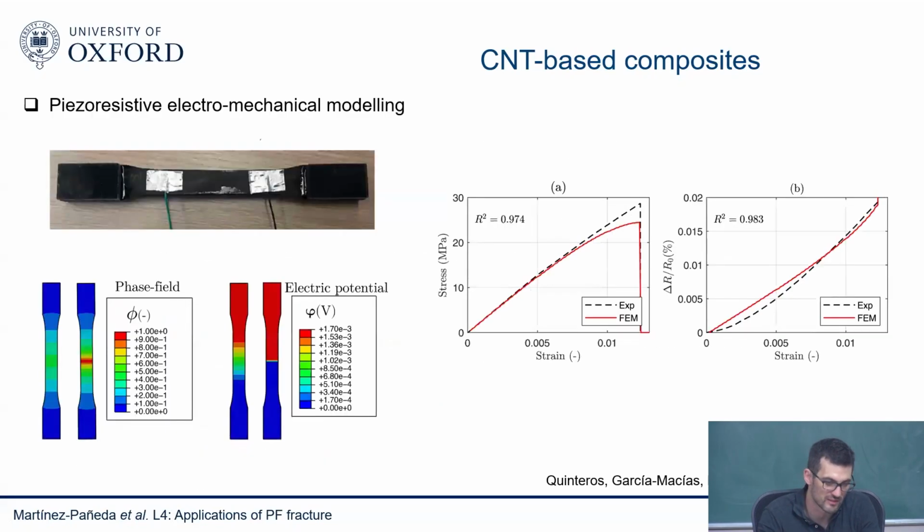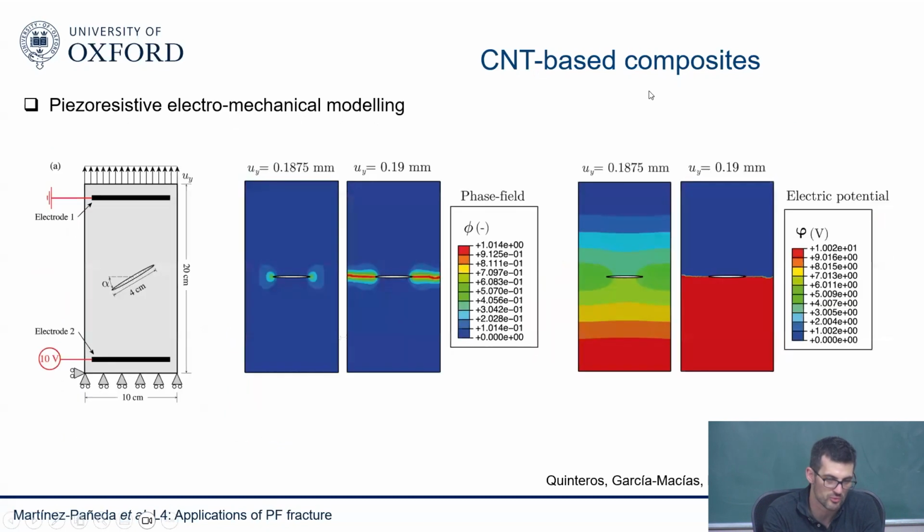And you can see some examples here. This is a piezoresistive electromechanical modeling. So again, we're solving for an electric field in addition to the deformation and the phase field. And I'm not going into a lot of detail about that now because I'm going to have a dedicated lecture on multiphysics phase field modeling. But the idea is you have a uniaxial tension test where you're applying an electric potential. You see here, you have no crack. Eventually, when the crack completely grows throughout the sample, you have a sharp discontinuity in the electric potential. And you can see here, this is the experiments, and this is the change in electroresistivity with the strain. So it seems to be in good agreement.